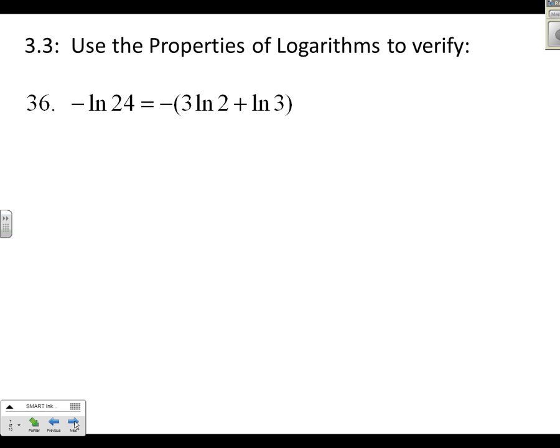All right, use the properties of logarithms to verify that this is true. So I have an option here. I could take this 24 and break it into 2's and 3's, or I could take this expression over here and try to smash this together using our properties in reverse. So I'm going to say, all right, let's see if negative ln 24 can equal, and I could make this ln 2 if I brought the 3 in as an exponent. That's one of our properties. Plus, oops, sorry, ln 3. That's bad.